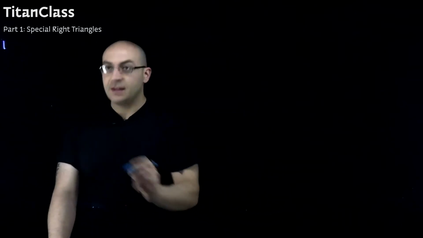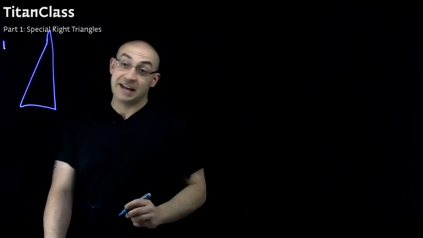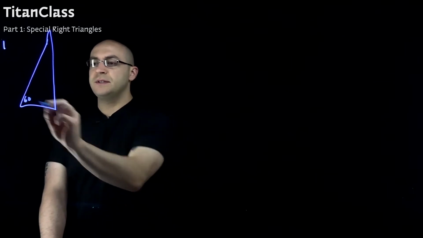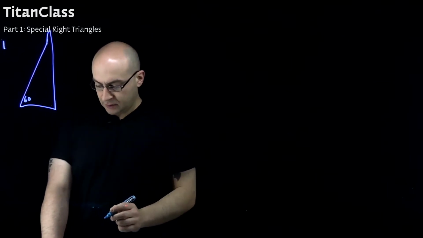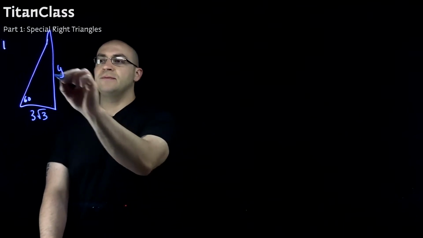Problem 1, special right triangle. Do my best to draw it. That's not a good right triangle. That's okay. So this is going to be a 60, 30. I've got 3 root 3 on the bottom, and I'm trying to find y and x.